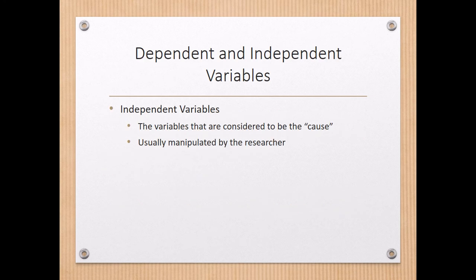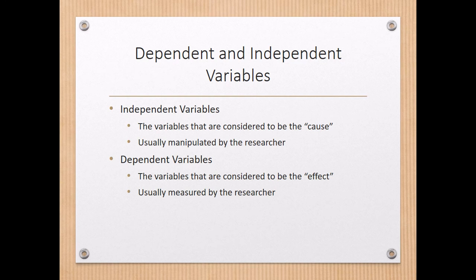So, independent variables are the variables considered to be the cause of something. The word cause is in quotes because some research methods, like randomized controlled experiments, help the researcher to make a stronger causal argument rather than, say, surveys that use correlational analyses. And we're going to talk more about that as the semester wears on. But the independent variable is the one that is manipulated by the researcher in an experiment. And they're the ones that are considered to be the cause.